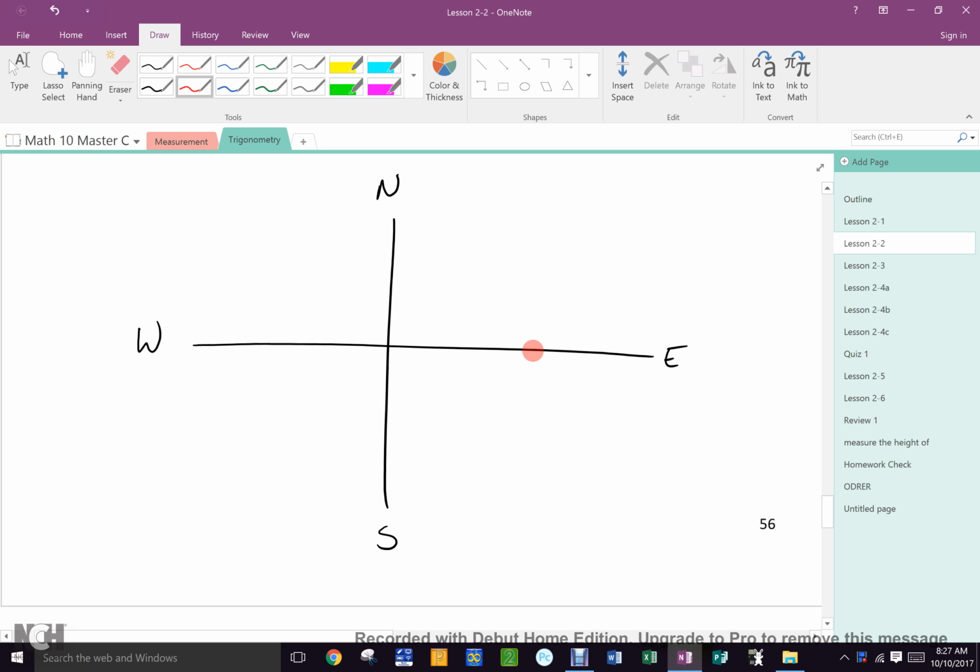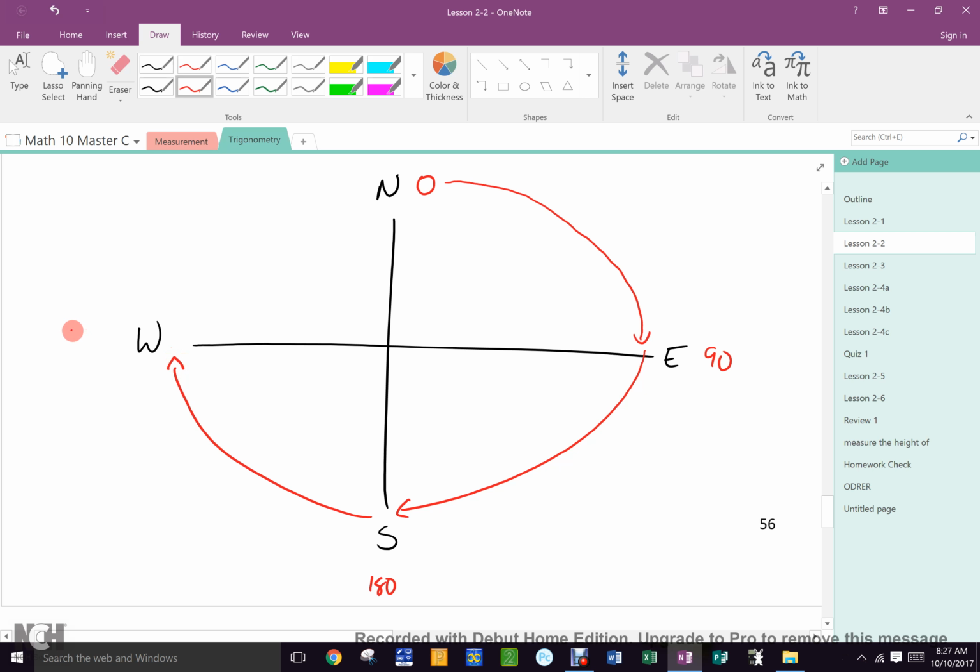All right. So there's two ways that we use angles with directions. One of them I'm going to work in red, and that is this. North is 0, and we measure this way. So how many degrees would this be from 0 to east? 90. And then what would this be? 180. And then what would this be? 270. And then 360, right?